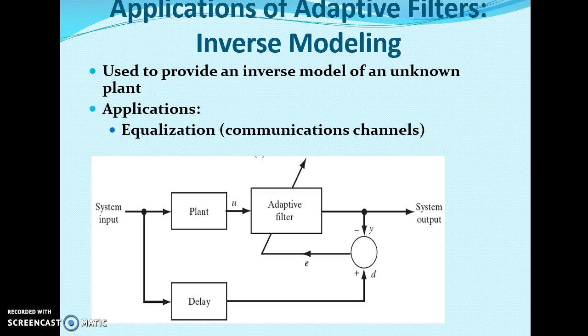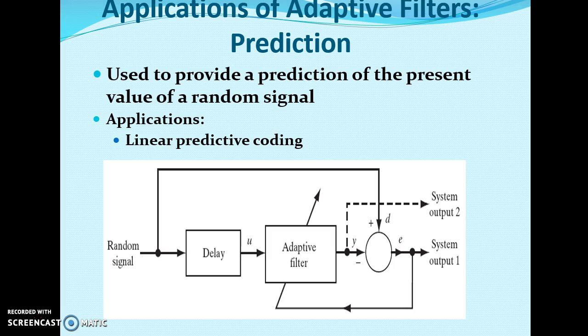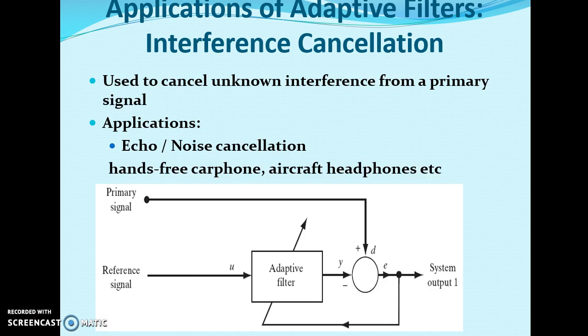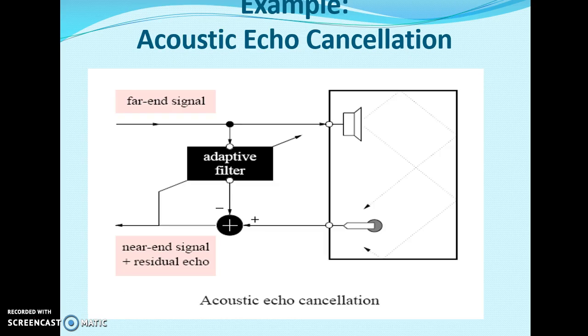The next one is inverse modeling. It is used to provide an inverse model of an unknown plant, for example, equalization. The next one is prediction. Basically, LPC, that is linear predictive coding, is one of the applications of adaptive filters. Next, echo cancellation or interference cancellation. It is used to cancel unknown interference from a primary signal. For example, hands-free car phones and aircraft headphones come under echo cancellation.